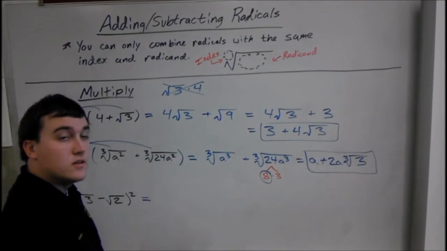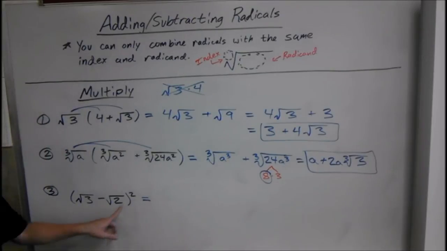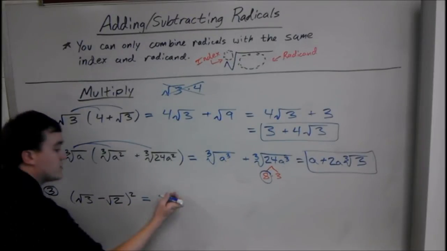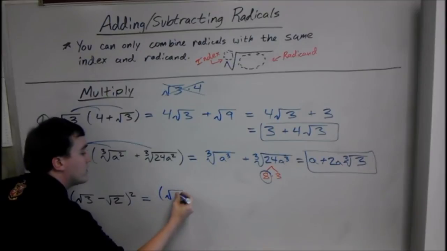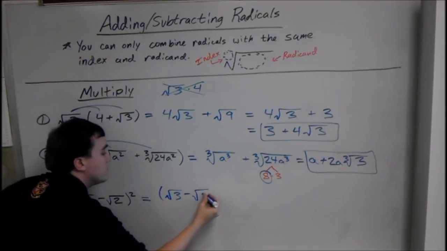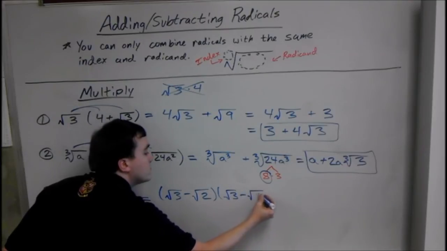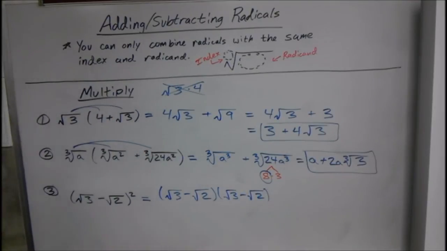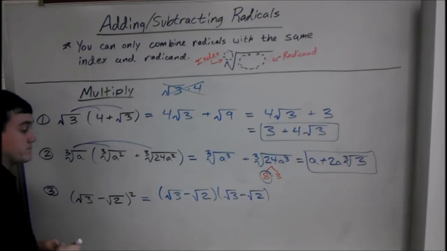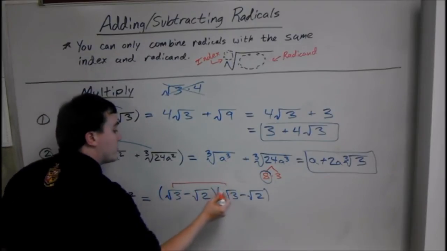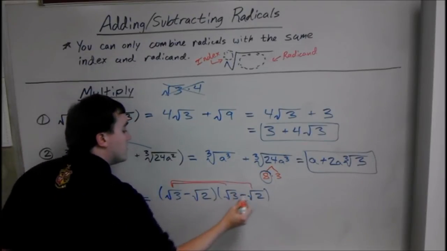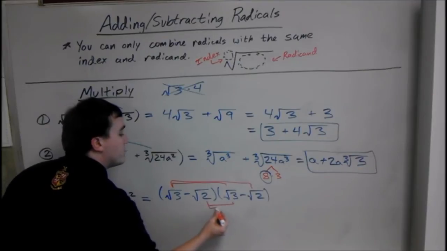Alright, next one. We know when we square something, we are multiplying it by itself. So that's the first thing we want to do. We have the square root of 3 minus the square root of 2, times the square root of 3 minus the square root of 2. So we are foiling. So really what we're doing is distributing this to both, and then distributing this to both.